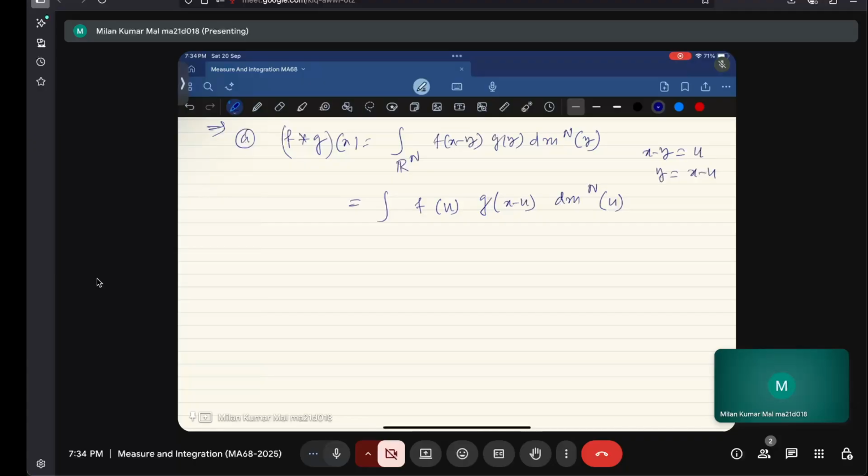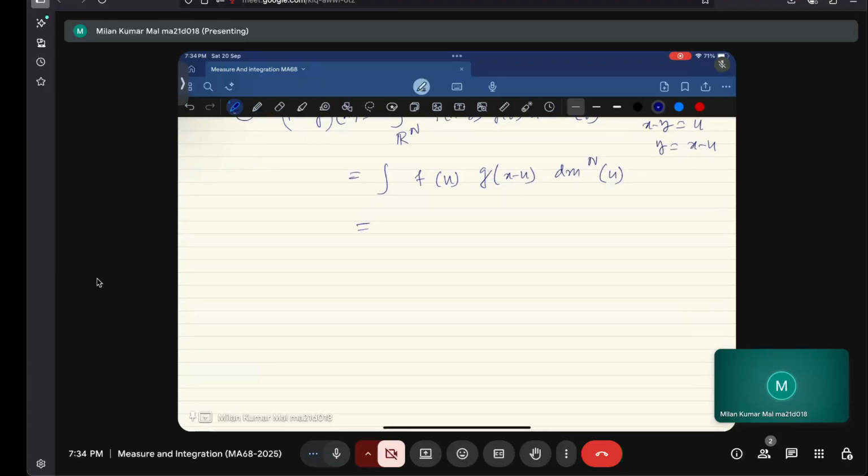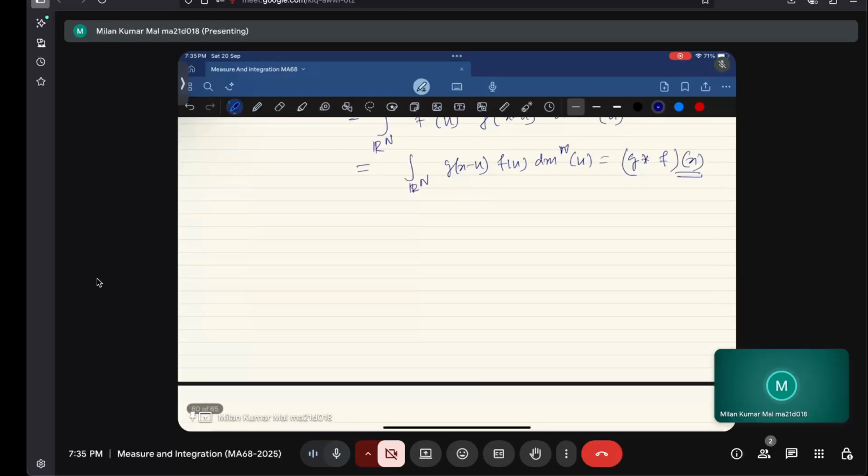No, this is correct. So now this can be given as the integral over R^n of g(x − u) f(u) dm_n(u), which equals g star f at the point x. Okay, so this is what it is. And now second, so this gives the first.